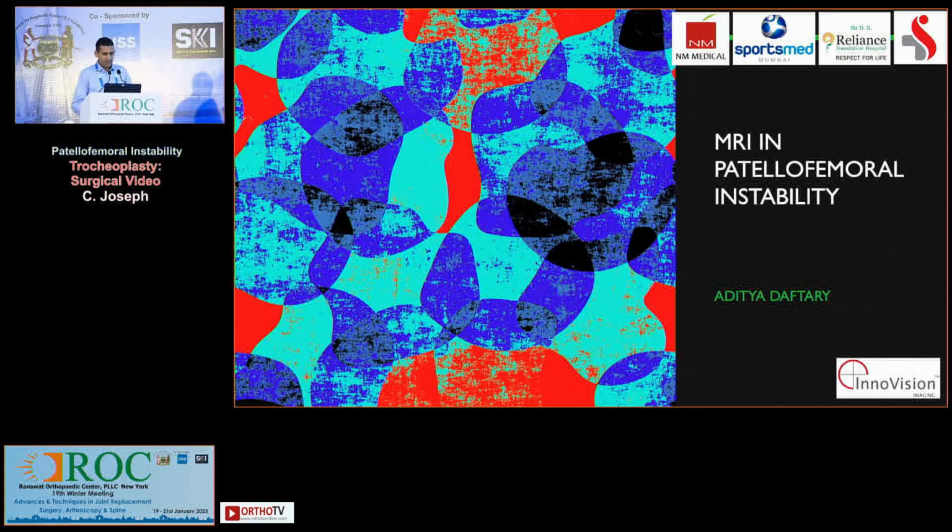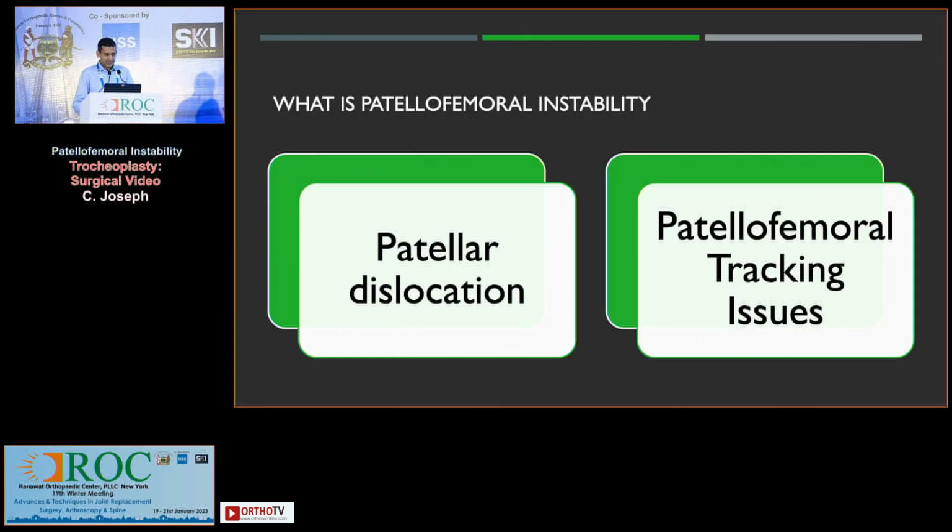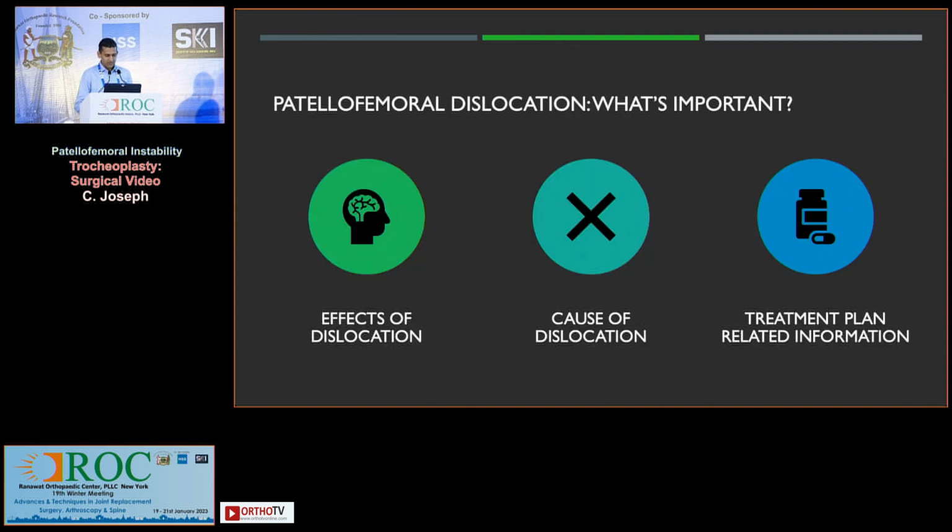So my talk is on MRI and patellofemoral instability. And I'll just touch on two major issues. One is on patellofemoral dislocation and then on patellofemoral tracking issues. Now the way I look at imaging when we look at patellofemoral instability, I look at it as the effects of a dislocation event. So when it happens, what gets damaged, the possible causes or predisposing things that could lead to dislocation, and then things that affect the treatment planning of dislocation.